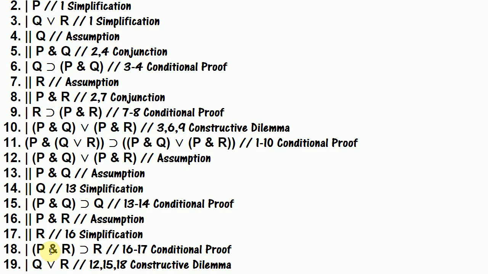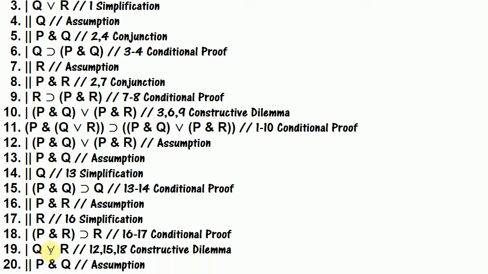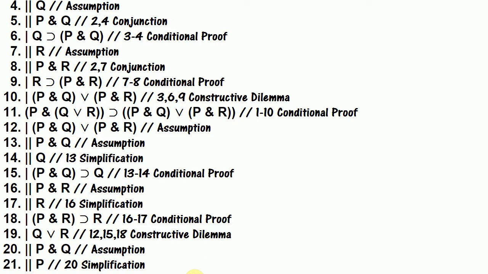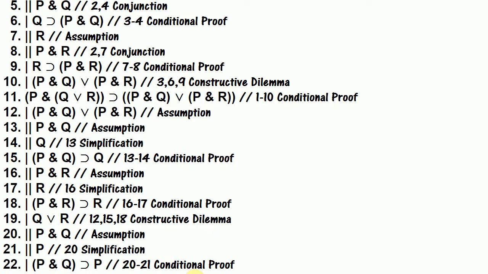Well, it turns out that P is equivalent to the disjunction P or P. And we can use the same method to get P or P that we just used to get Q or R. So we'll go ahead and do that. And once we get P or P, we can just change it to P. So we assume P and Q. And then we simplify that to get P. And then we get if P and Q, then P.